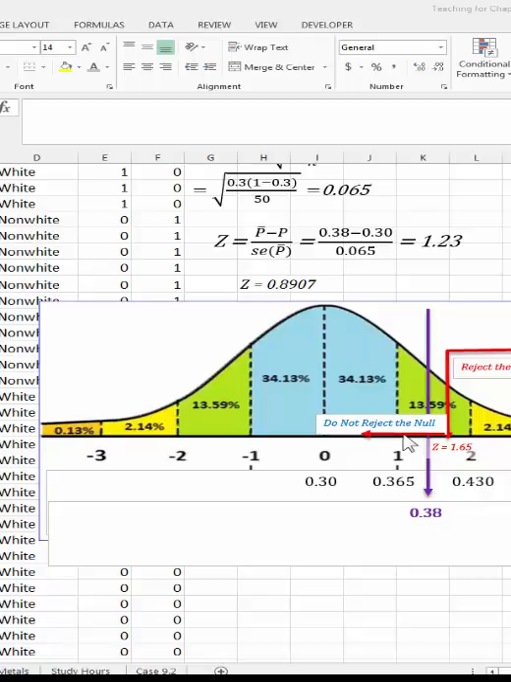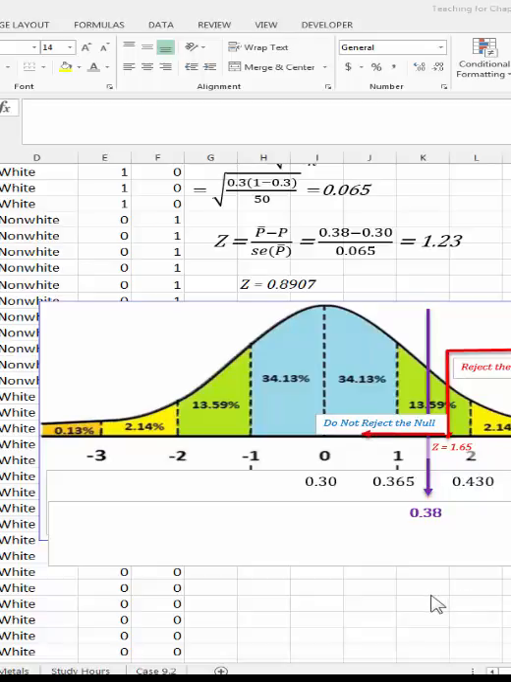And then I also drew this "do not reject the null, reject the null" twisted arrow. So if our value falls outside of 1.65, because that's the critical value for 95%, then we reject the null. If it falls inside, we do not reject the null.